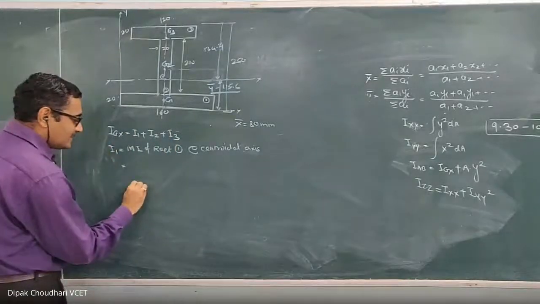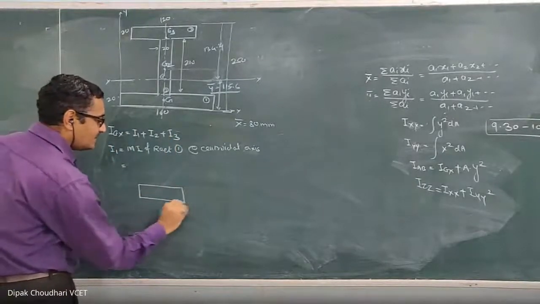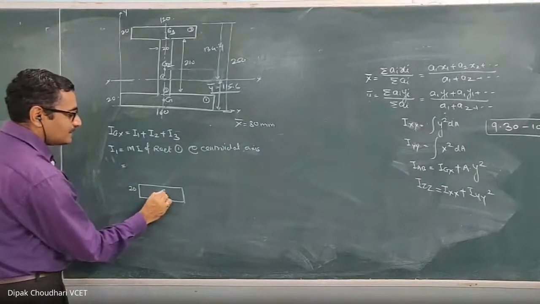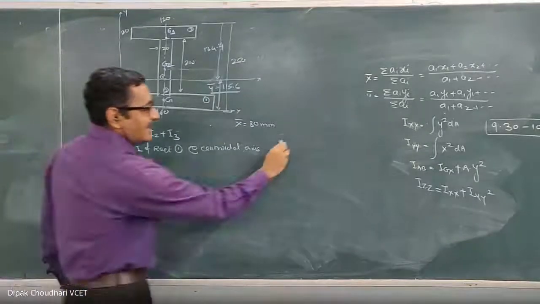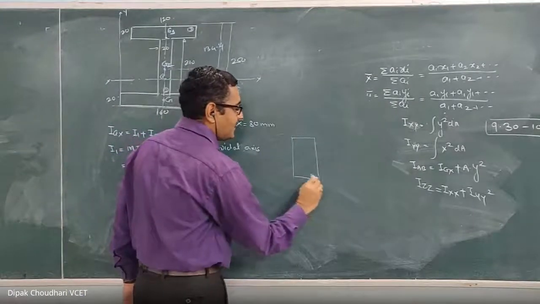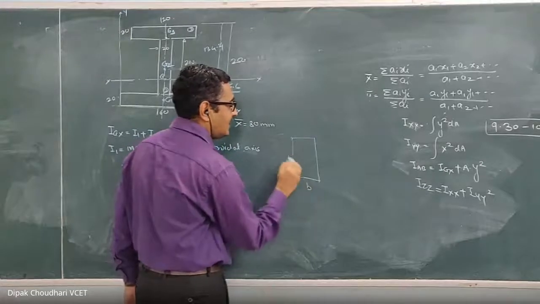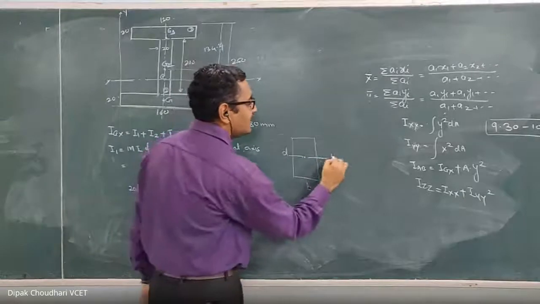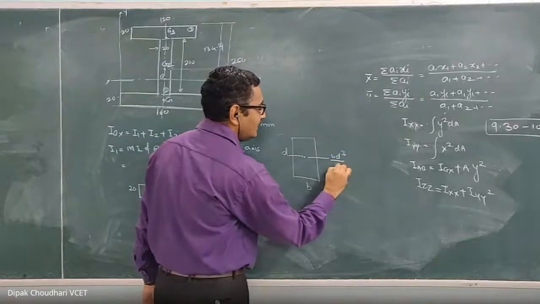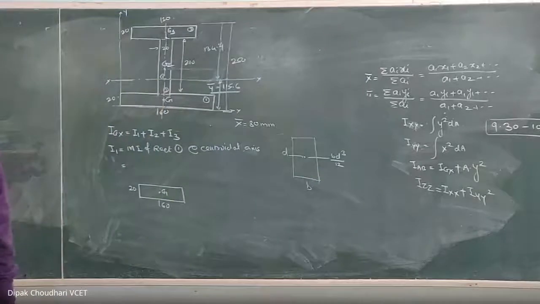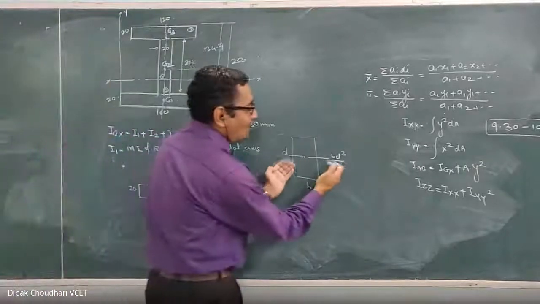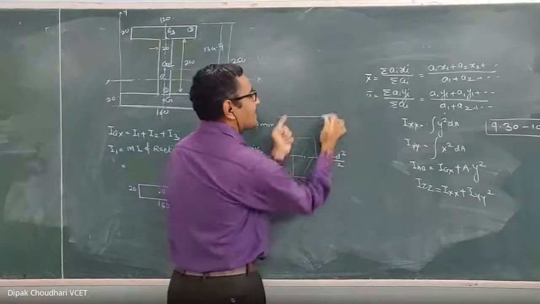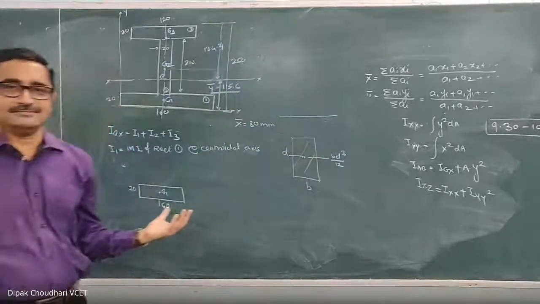Now, listen. This is our first rectangle. What is the size of this rectangle? It is 20 by 160. This is the centroid of the first rectangle, G1. Yesterday I told you the moment of inertia of a rectangle whose breadth is B and depth is D. The moment of inertia of this rectangle about its own centroidal axis is BD cubed by 12. And if you want to find the moment of inertia of this rectangle about any axis parallel to this, we have to use the parallel axis theorem.